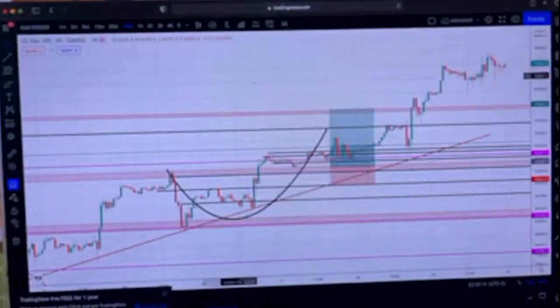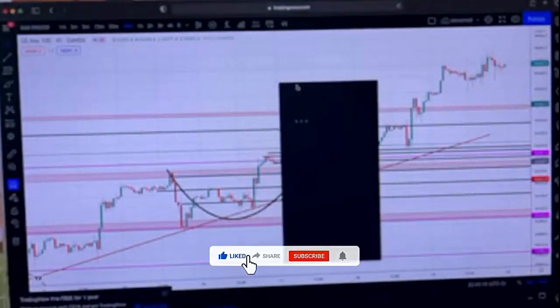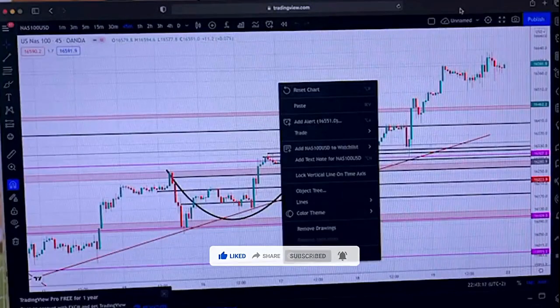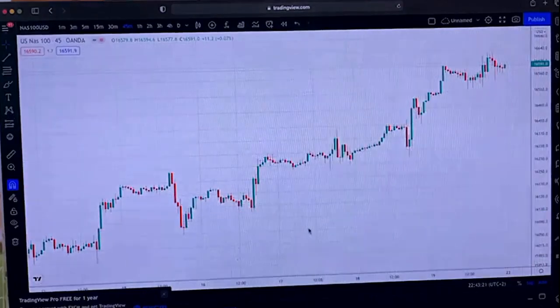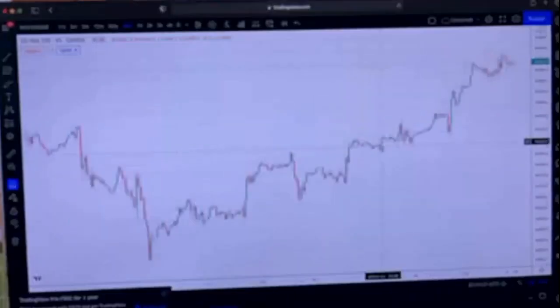I'm gonna erase all the analysis like it says. Just let it load. I don't know what we're experiencing. Okay, that's fine. I'm removing all the analysis. You see guys, starting off on a clean chart.